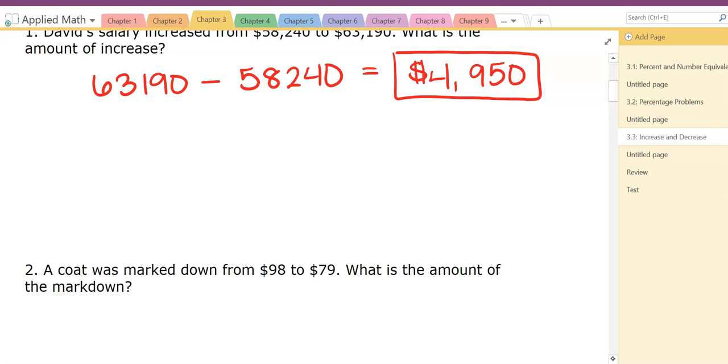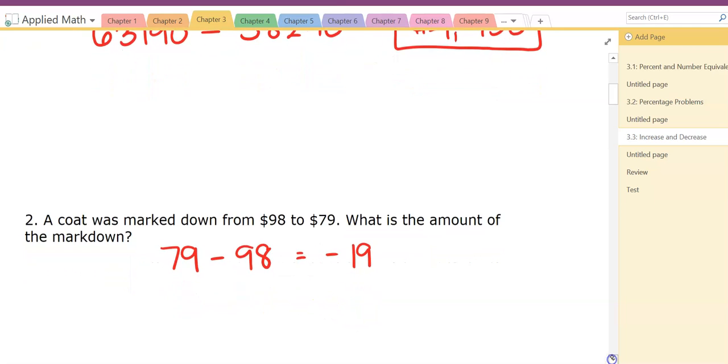Good, $19. So if you did it the way that we did up there, you would be taking 79 minus 98, which would get you negative 19. And since we're talking about dollars here, they subtracted $19 from the cost. So I also would be okay if you just said that it was $19 less or something like that. Something that says that you know it went down instead of going up. It didn't increase by $19, it decreased.